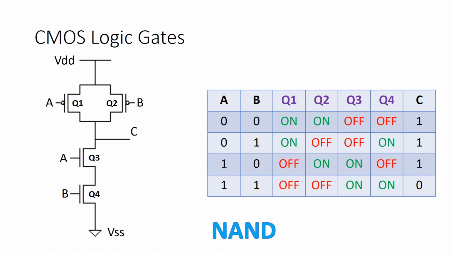Similarly, when A is 1 and B is 0, even then VDD would come to C because your Q2 is on. And since your B is 0, Q4 is off, so your ground is not able to come up to C. So ground is able to come up to C only when A and B both will be on. Then VDD is not able to come to C because both Q1 and Q2 are off. But since Q3 and Q4 become on now, the ground is able to reach up to C, and then C becomes 0.